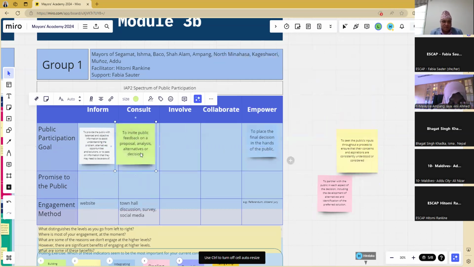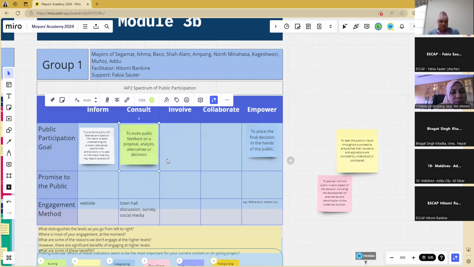Anyone else has any other views or any other ideas about what that could be? There are 12 people in the chat here. Yeah. All mayors, honorables, thank you for your kind attention.